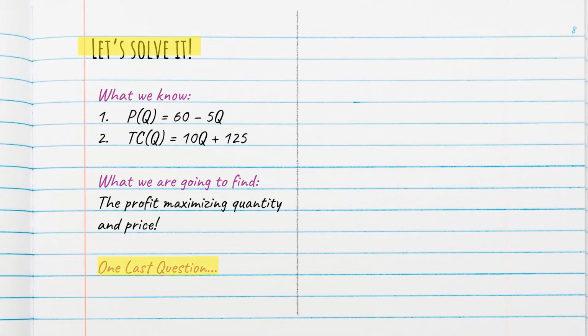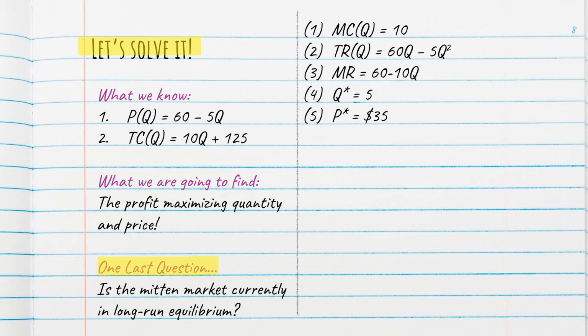We have one last question that we're going to answer. We want to know, is the mitten market currently in long-run equilibrium? Here's all the information that we have and that we have solved for. We have our marginal cost, our total revenue, our marginal revenue, as well as the profit maximizing quantity and price. How do we approach this question? Well, we have to remind ourselves what's going on in the long-run equilibrium. If we're in equilibrium, then profit should be 0. So we are going to compute profit at this profit maximizing price and quantity, and identify whether it is positive, negative, or 0.